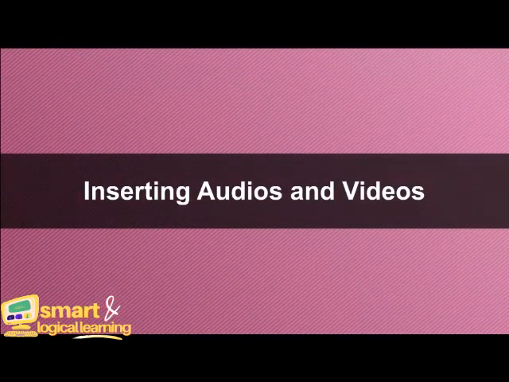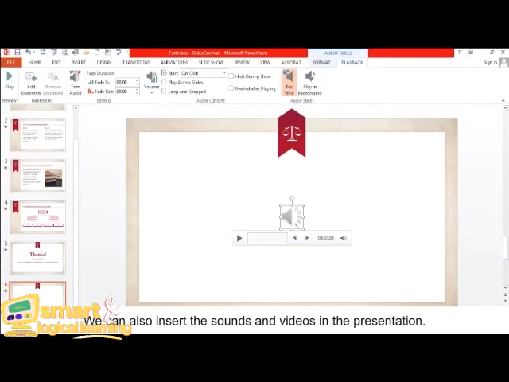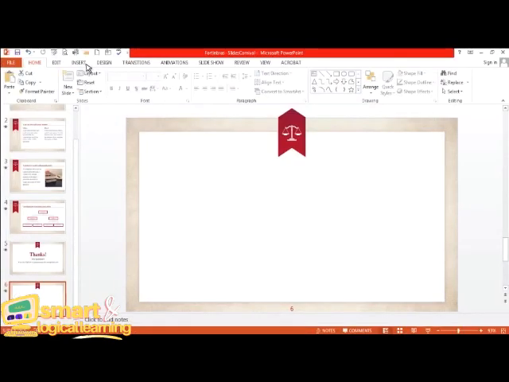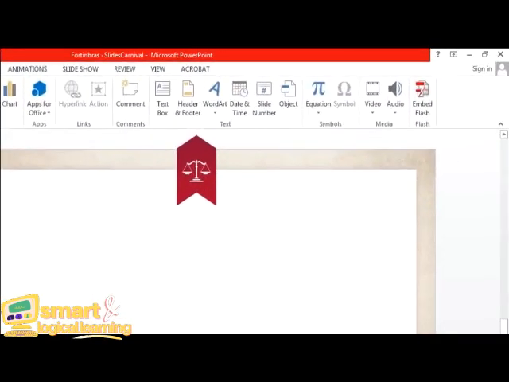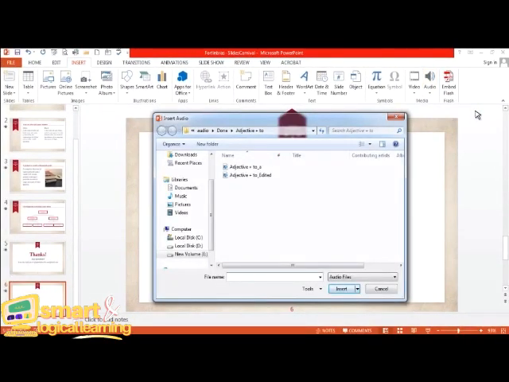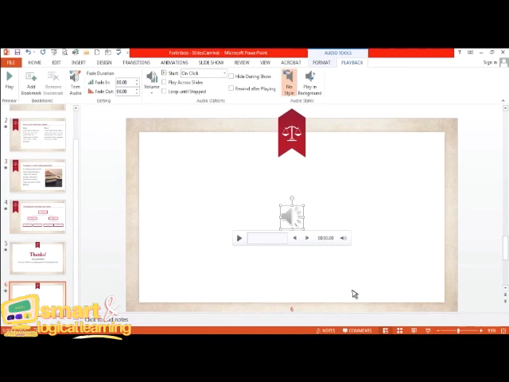Inserting audios and videos. We can also insert the sounds and videos in the presentation. Steps to insert sound in the presentation. Click on the Insert menu. Click on Audios and Videos. We can add audios and videos through the clip organizer or through the file. Choose the audio or video that you want to insert in the presentation. The sound or video will be inserted in the presentation.